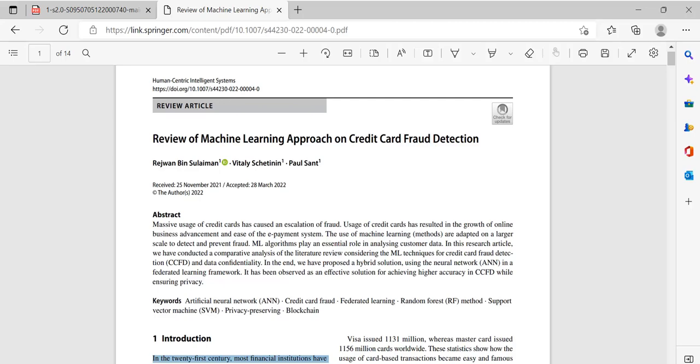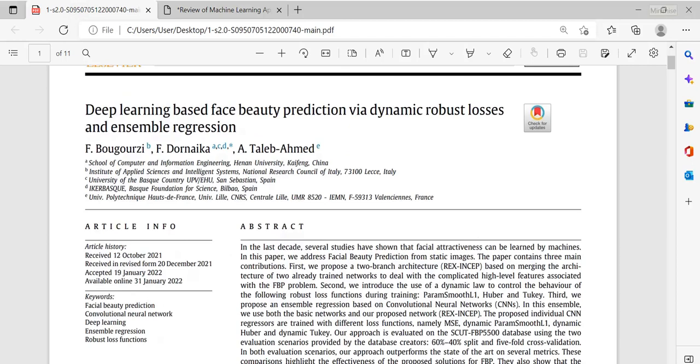Hi everyone, today I will be talking about how we can read a paper very efficiently and fast. So I have two papers in front of me. Whenever you are searching for a paper, you will find different types of papers. Some papers would be review papers, and some of them would not be review papers.